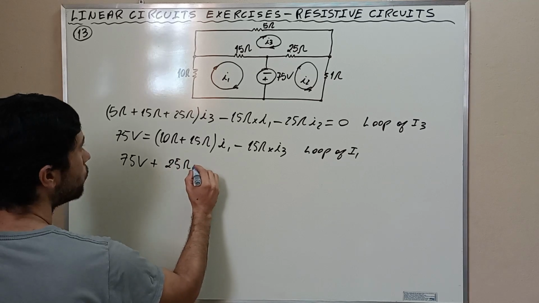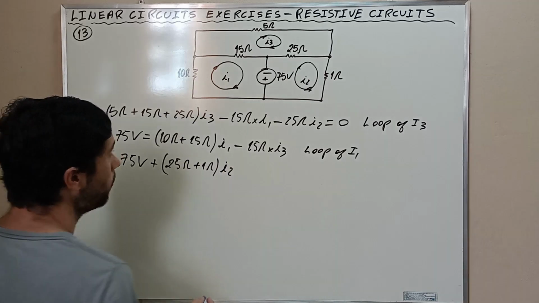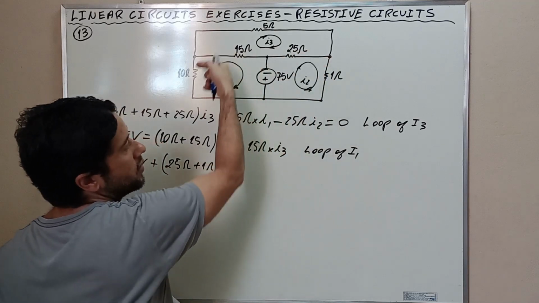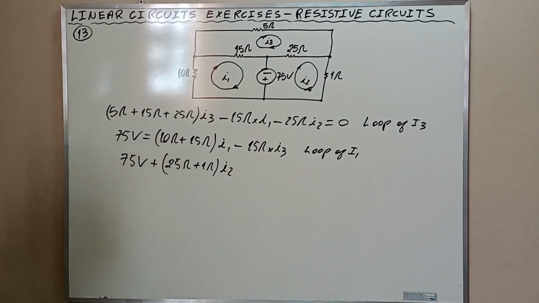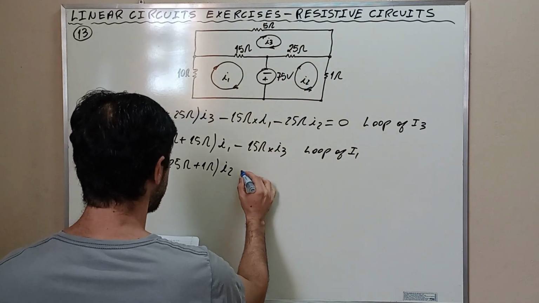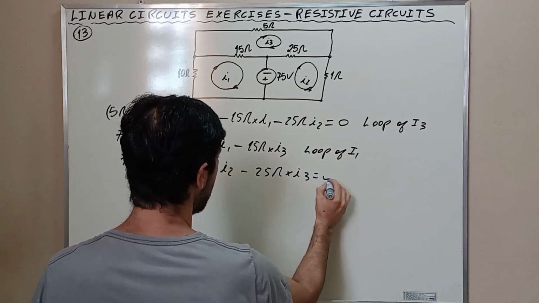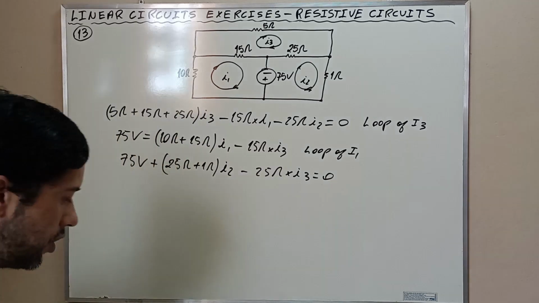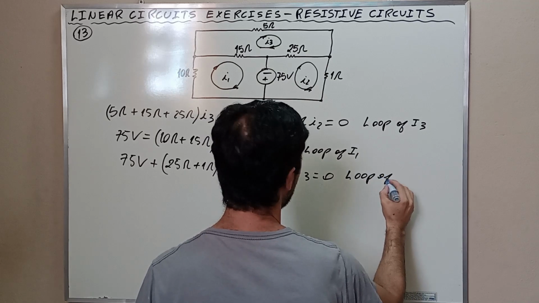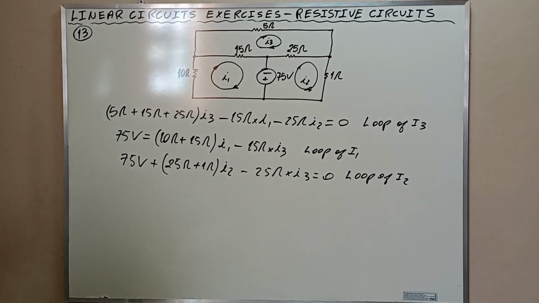25 ohms plus 1 ohm times I2, and here I2 passes in this direction and I3 passes in the opposite direction, and I3 causes a voltage drop in the opposite direction, and then we write minus 25 ohms times I3. Okay, my friend, and this is equal to 0, and this is the loop of I2.